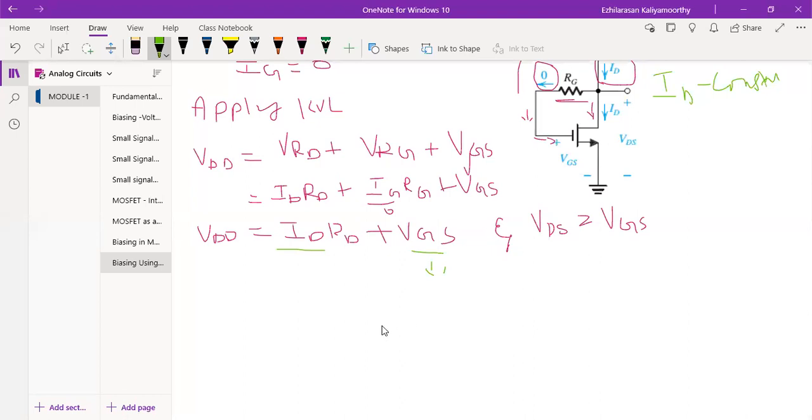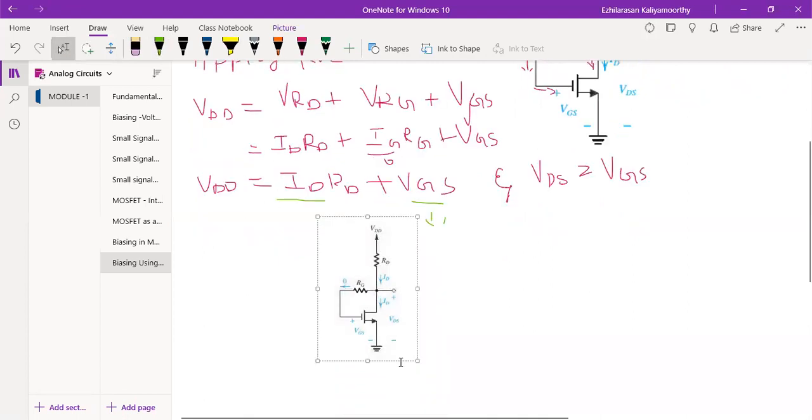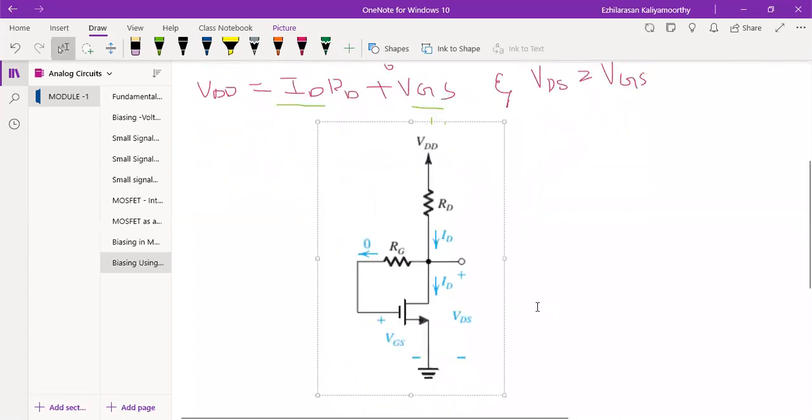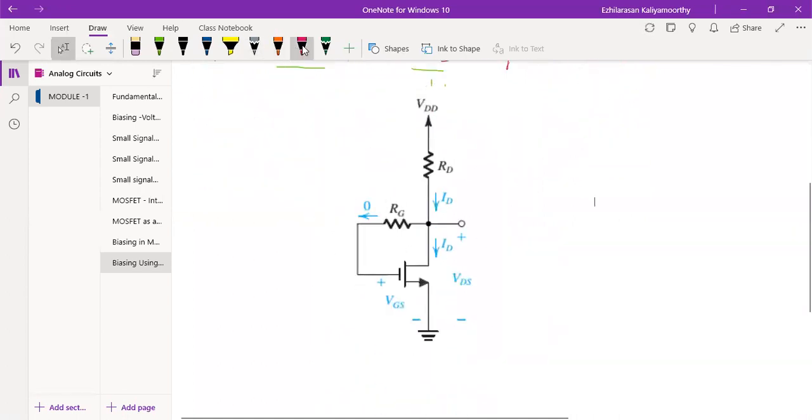If you want to use this circuit as an amplifier, then it's very simple. You need to use a coupling capacitor at the input. So this is a coupling capacitor, and here we can apply an input voltage signal, that is V signal.